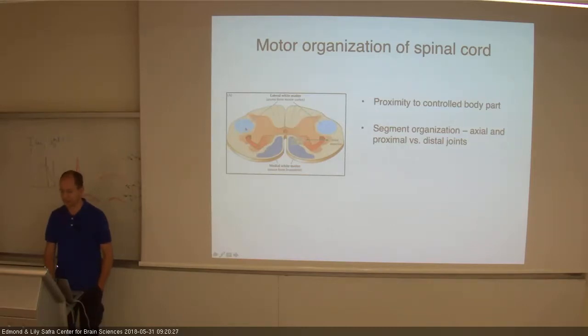I'll talk about this more, but this is the gray matter in the middle. There's also white matter all around. This is what you see here. And there are different pathways in the white matter. I'll talk about this a little bit more later.